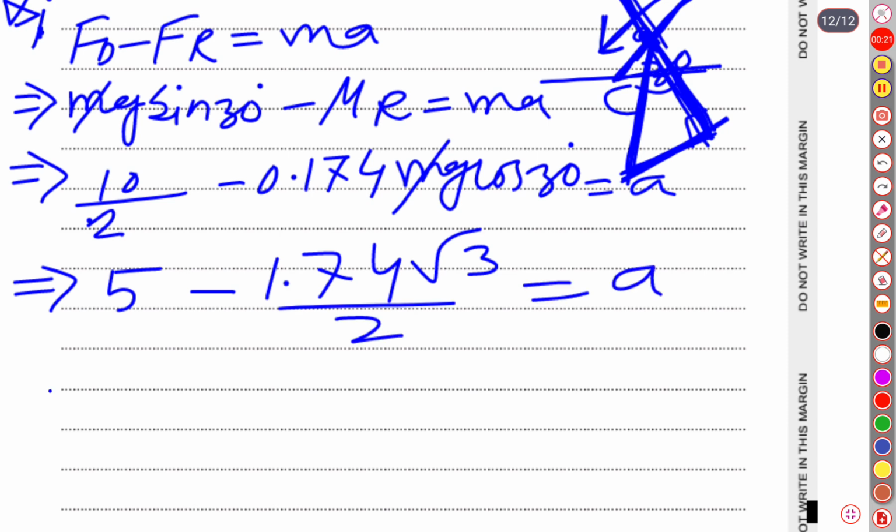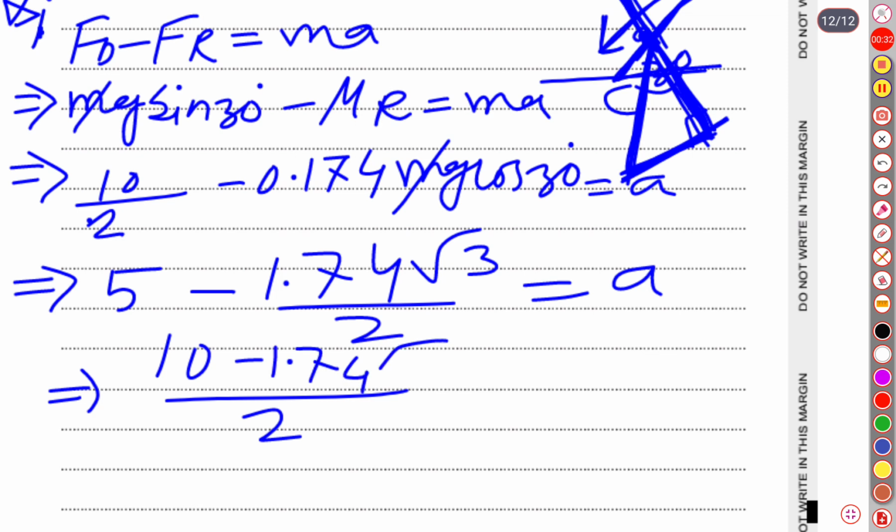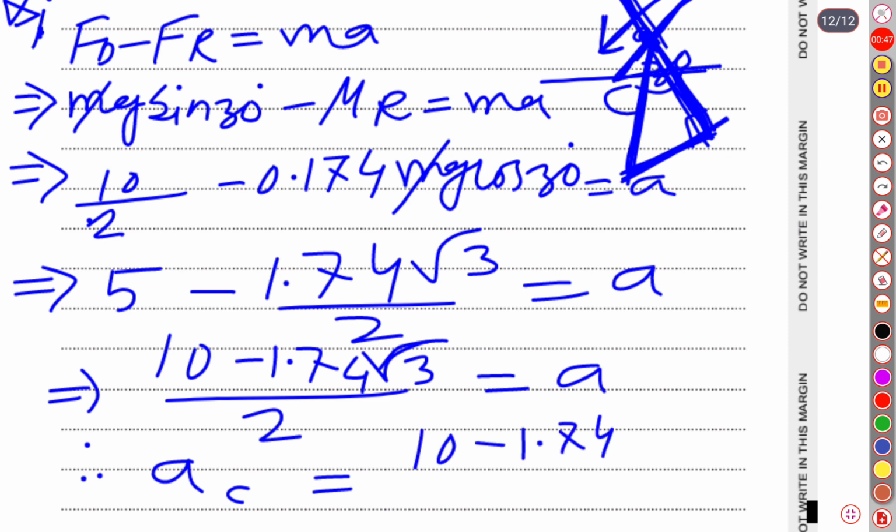Okay, then it is going to be actually 2 over 10 minus 1.74 root over 3, equal to a. This is the acceleration at point C. Hence we can write acceleration at C is actually (10 minus 1.74 root over 3) over 2. Then we will apply the same concept.